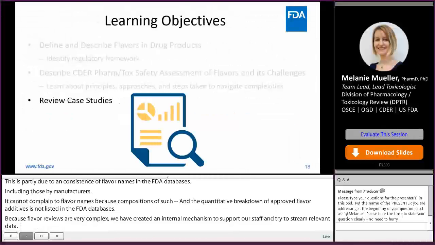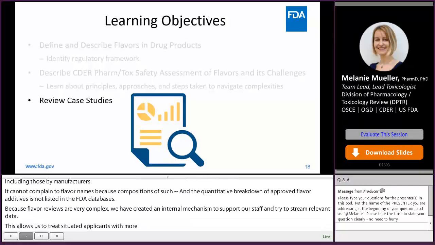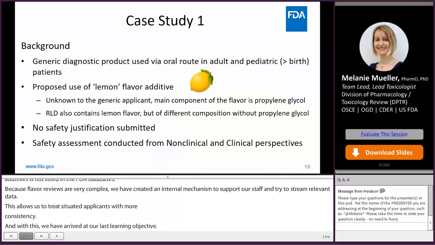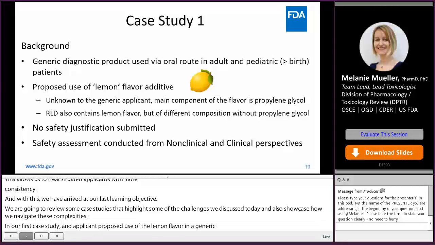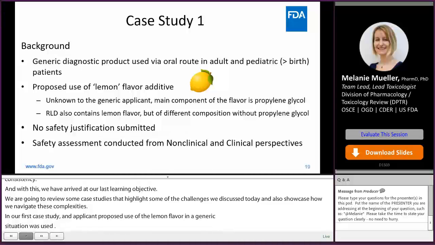And with that, we have arrived at our last learning objective. We're going to review some case studies that highlight some of the challenges we discussed today and also showcase how we navigate these complexities. In our first case study, an applicant proposed use of a lemon flavor in a generic diagnostic which is used via the oral route in adults and pediatric patients, birth and older. Unknown to the applicant, the main component of this flavor is propylene glycol. The reference listed drug also contains a lemon flavor, but with a different composition that doesn't contain propylene glycol.